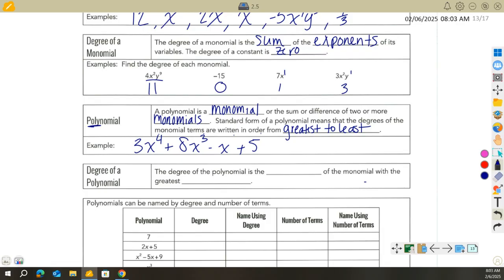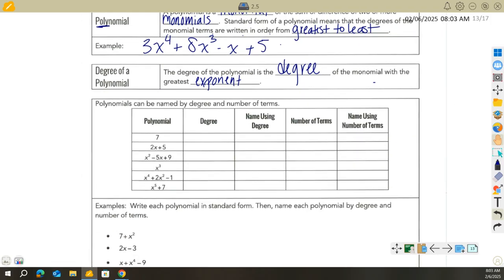The degree of a polynomial is the degree of the monomial with the greatest exponent. So if we look back at this one, the degree of this polynomial would be 4 because that monomial has my greatest exponent of 4. So here's where we're going to classify all of our polynomials. We're going to give them names based off of the degree and based off of the number of terms. They each have a name.